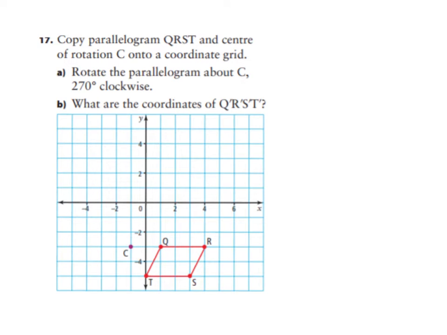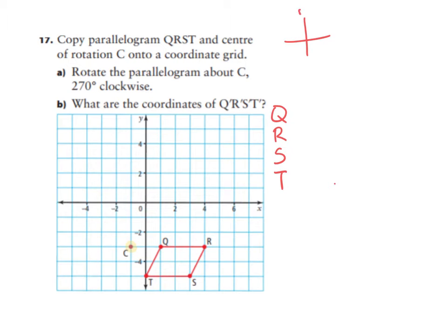Okay, so let's take a look at number 17 and how we would rotate this QRST around this center of rotation, which is C. So the center of rotation is right here, so I'm just highlighting it. And then what we need to do is rotate it 270 degrees clockwise. So the first thing I'm going to do is figure out the coordinates of each point originally, so not the transformed spots. So QRST, and then I'm going to figure out how far they are compared to the C.